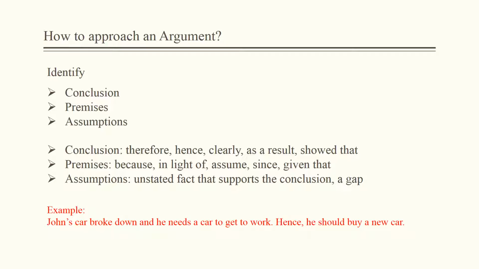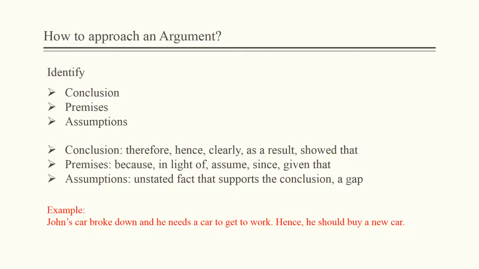John's car broke down and he needs a car to get to work. Hence, he should buy a new car. So in this sentence, the premises are that John's car broke down yesterday and he needs a car to get to work. And the conclusion is that he should buy a new car. Now, when you read this sentence, you might have some questions, such as, why can't John just rent a car? Or why can't John just fix the car?